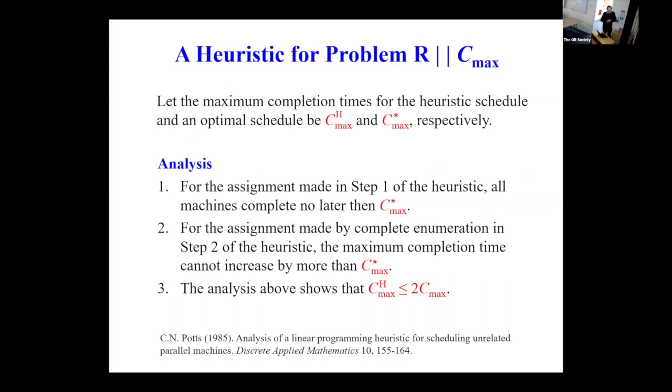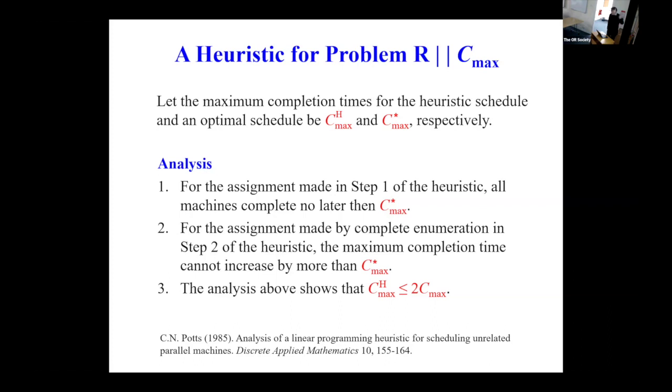Okay then, there's an optimal schedule, Cmax star, and the heuristic schedule, the heuristic I just described. In the assignment part of it, with all those x's which are equal to 1, because this Cmax value that you're working with is minimized, the makespan for that part of the schedule is going to be less than or equal to the optimal Cmax star. And because you're doing the second step, the complete enumeration step, this is another set of jobs, but what they're contributing to the overall Cmax value is less than Cmax star as well, because of the complete enumeration aspect.